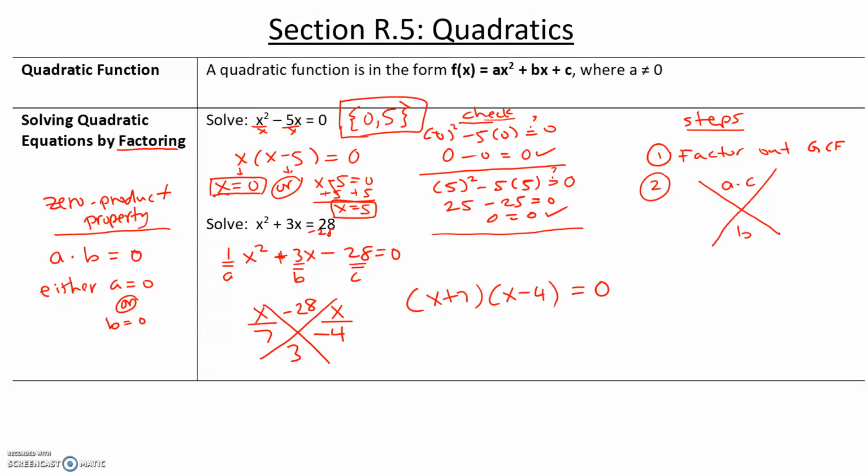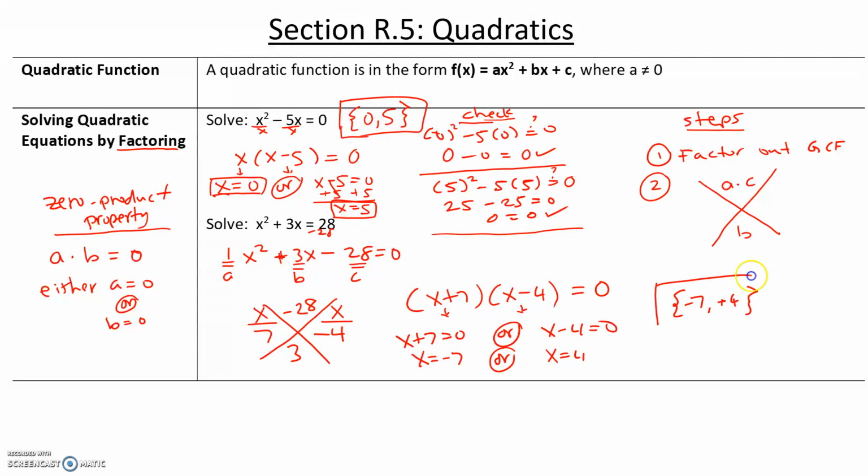Let's do a quick check to see if we did it correctly. So we have x squared. We have negative 4x and a 7x. That's a 3x. Then you have 7 times negative 4 is negative 28. So this is good. Now, by the zero product property, x plus 7 must be 0, or x minus 4 must be 0, which means x must be negative 7, or x must be positive 4. So our solution set is going to be negative 7 and positive 4.